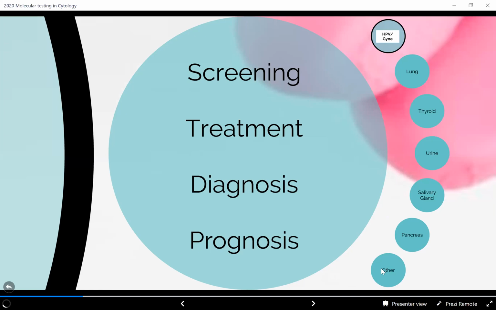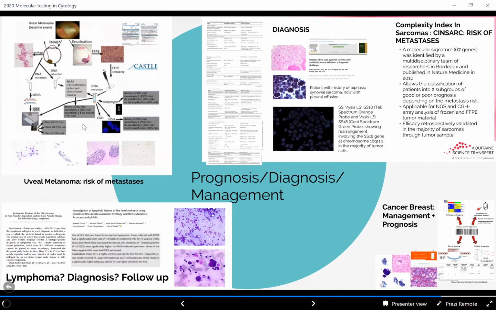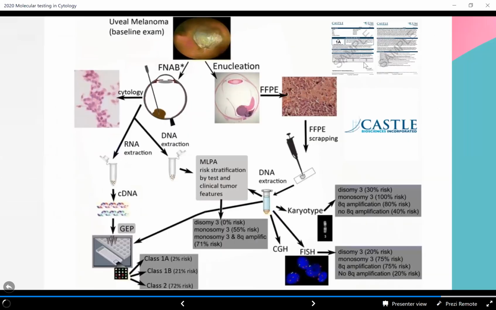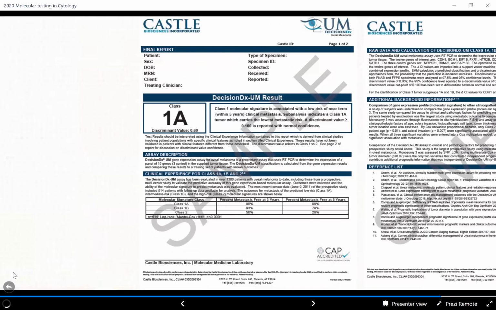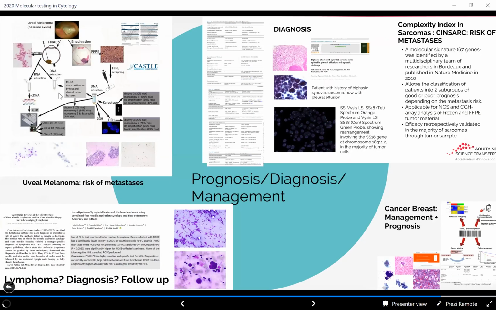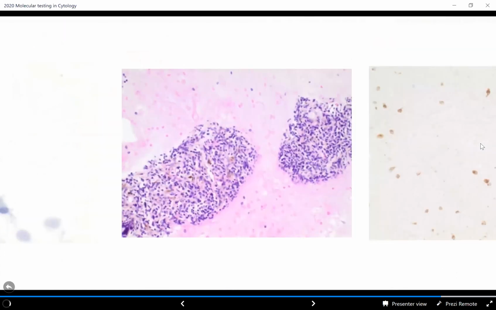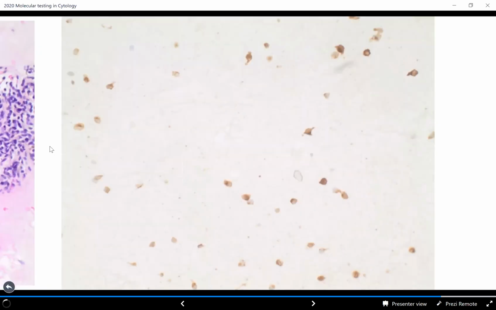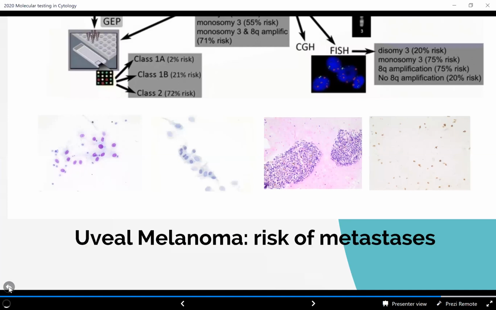Now, lastly, you have a bunch of other things. Let's talk a moment about uveal melanoma. The main company doing this is Castle. Once again, I do not own any kind of stock in these. Based on the results, they give different classes as to whether or not there's a risk of clinical metastases of uveal melanoma. FFPE, cytology. These are examples of uveal melanoma positive for, I guess this is S100. Let's see. And here we are. So that's an example of where that's being used.